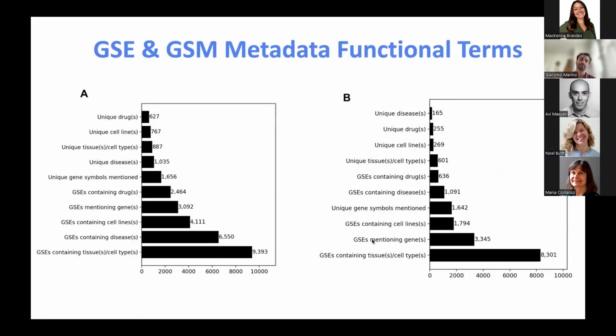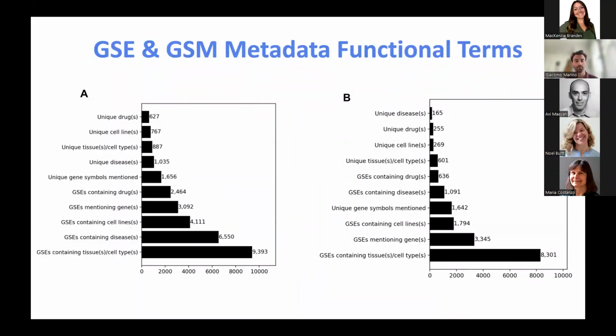And then looking at the actual metadata from these studies included in the RummaGEO database, we can identify a variety of functional terms, including tissues and cell types, cell lines, diseases, and genes.